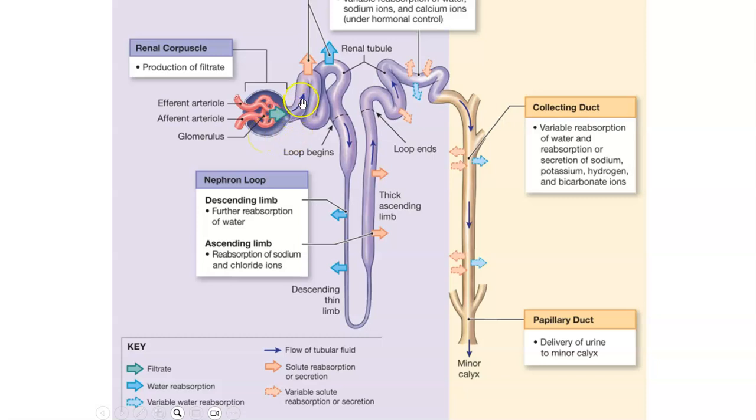Okay. Then you have the proximal convoluted tubule, the descending limb of the nephron loop, the ascending limb of the nephron loop, the distal convoluted tubule, and then by this point we call the filtrate urine, and it collects in the collecting duct, papillary duct, and then your minor calyx.